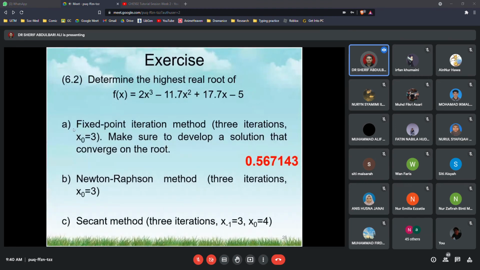Okay, so try to make this A, B, and C. After 15 minutes, I'm going to show you the answer so you can compare your answer with my Excel file.